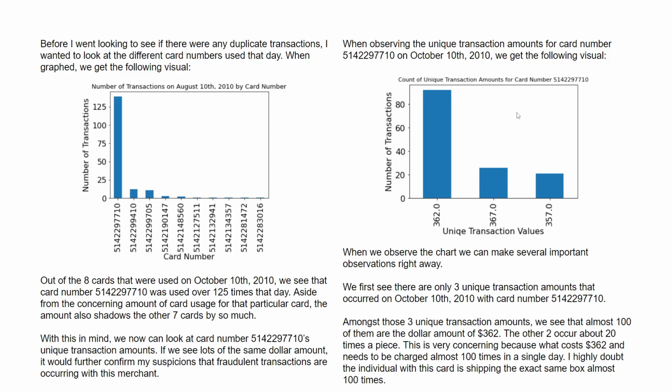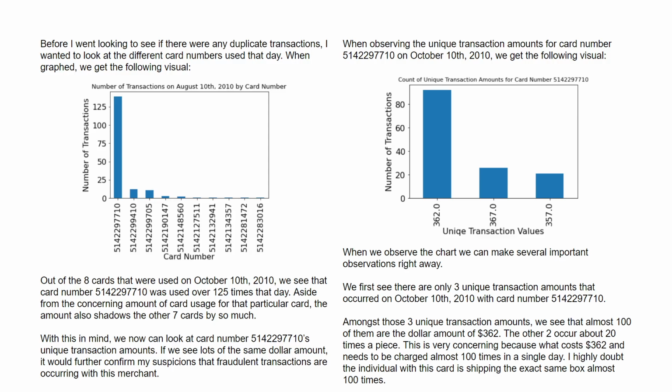And this one actually blew my mind because, okay, you're swiping your card 100, let's just say 125, I know it's more, 125 times with this one merchant. And it's FedEx, right? So you're shipping something probably. Are you really spending $362 over 90 times? That's a little fishy. On top of that, $367 over 20 times.